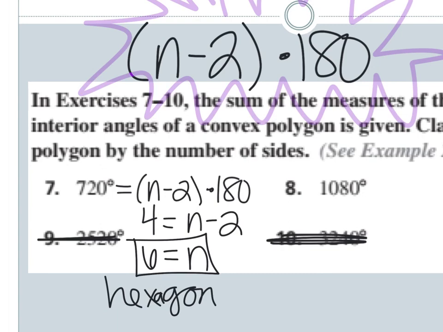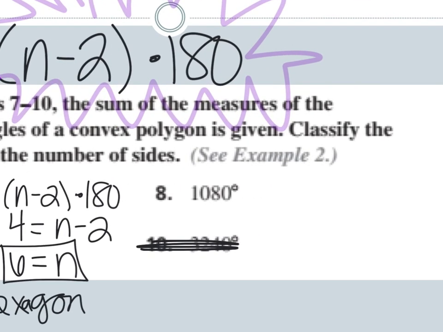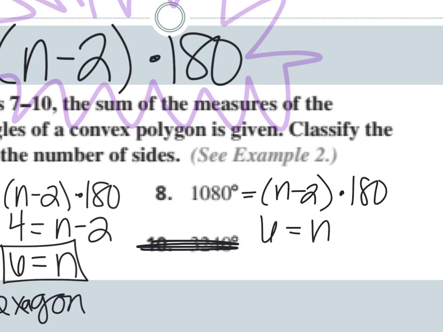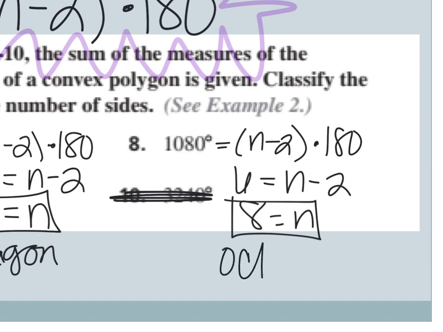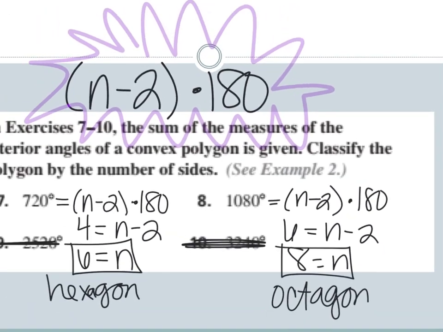For number 8, we have 1080. Set this equal to n minus 2 times 180. Divide both sides by 180. So 1080 divided by 180 is 6. So 6 equals n minus 2. Add 2 to both sides, I get 8. So I have 8 sides, and that is an octagon. You can do number 9 and 10 if you want additional practice, but this is just us working backwards to get n by itself.